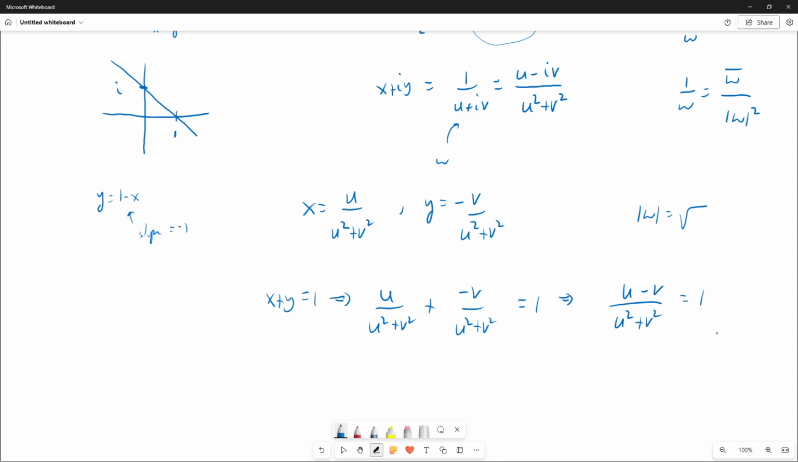Now this represents a curve in the uv plane. So let's figure out which curve. We'll multiply both sides by u squared plus v squared. So u squared plus v squared is equal to u minus v. And putting everything on the left side, u squared minus u plus v squared plus v is equal to 0. And now we will complete the square.